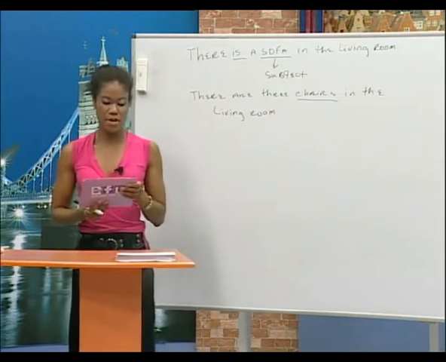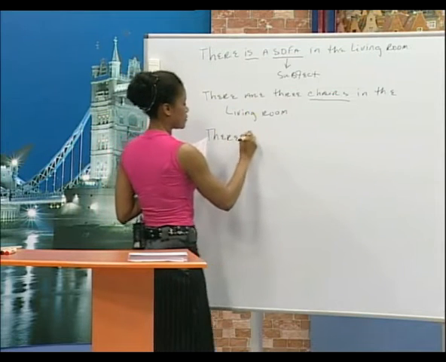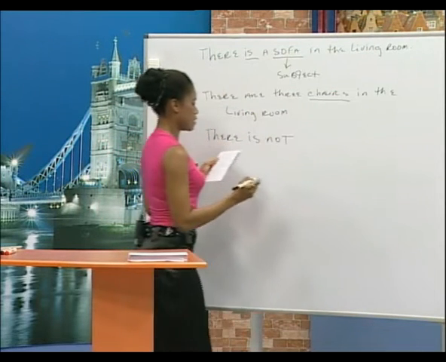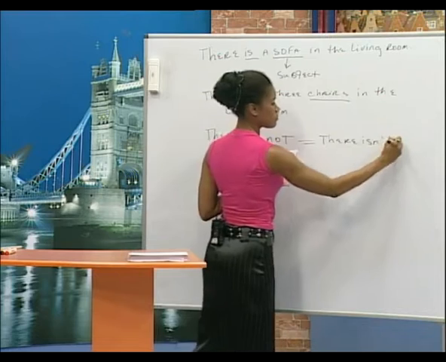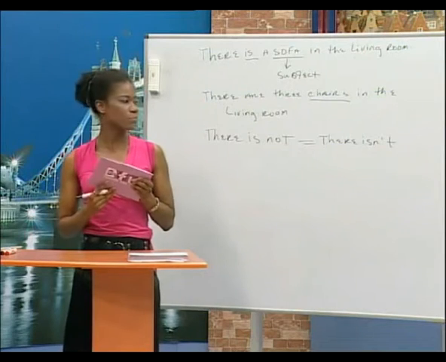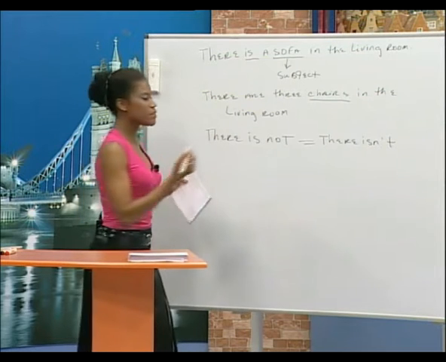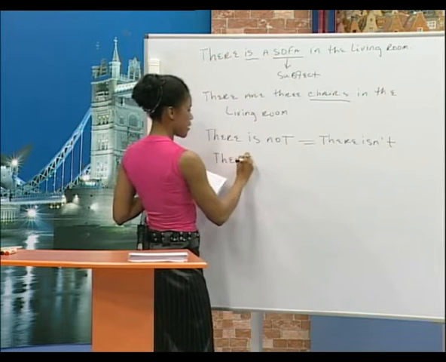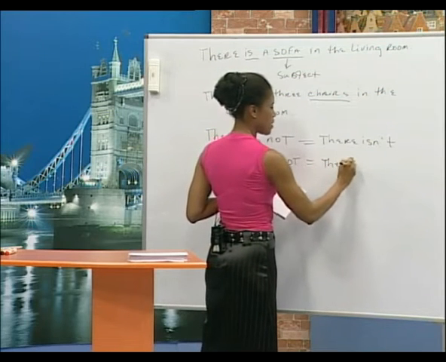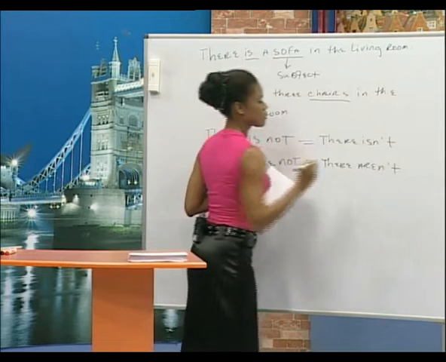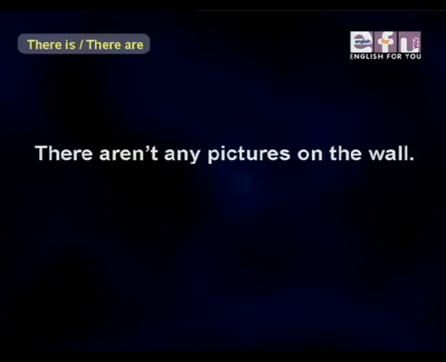All right, now the negative of there is: there is not. Or, of course, short form, there isn't. Now look at your screen for an example. There isn't a map in the classroom. Okay, the negative of there are is there are not, or short form, there aren't. Look at your screen for an example. There aren't any pictures on the wall.